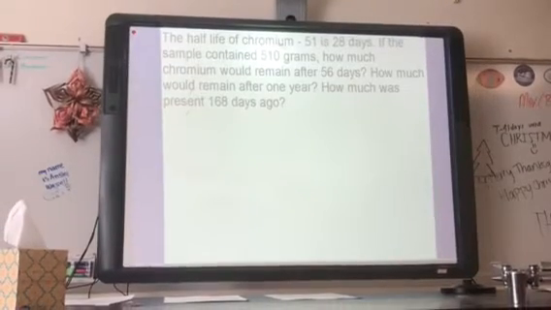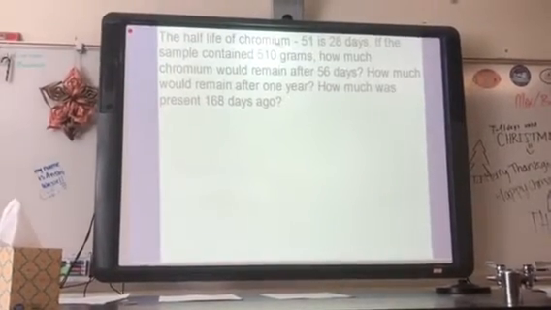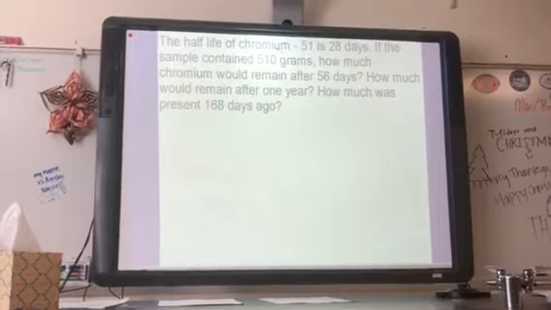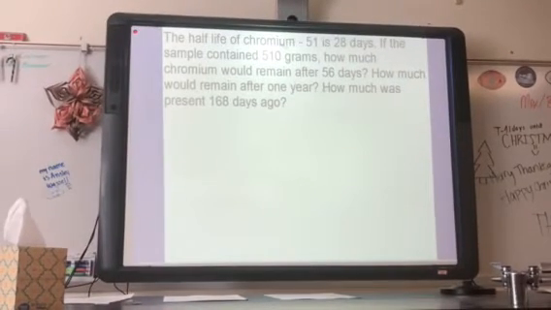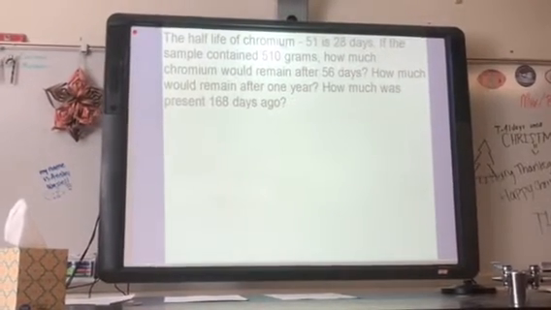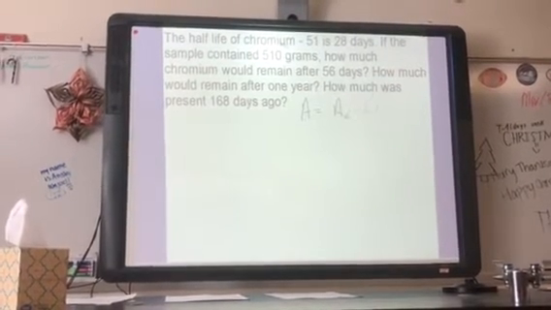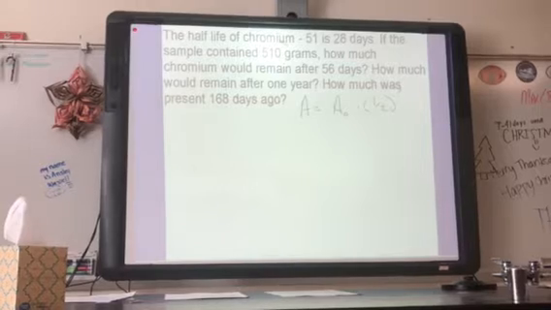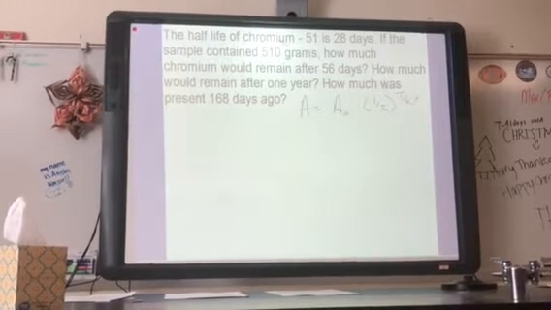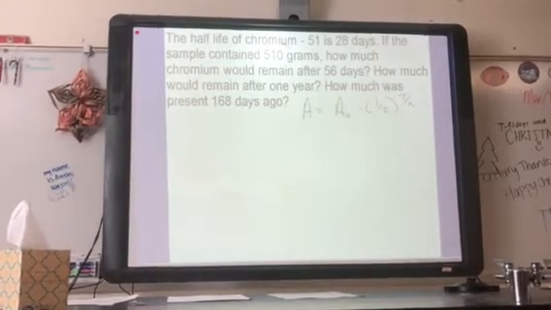Okay, we are going to solve this half-life problem. Notice that there are 3 different questions in it. We're going to use our formula. Remember, A equals A naught times 1/2 to the total time T divided by H, the half-life.